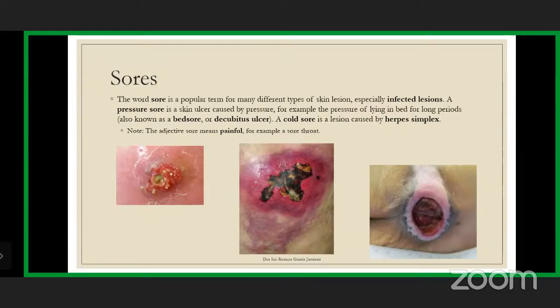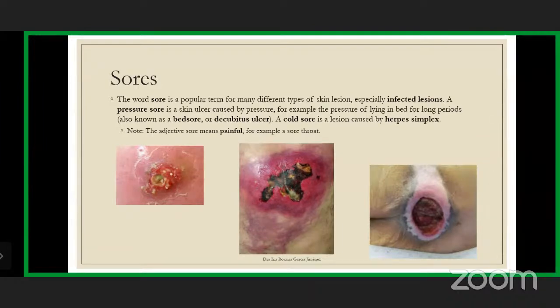Note, the adjective sore means painful. For example, a sore throat. Sore is similar to pain, but when we talk about the skin, a sore is a lesion that of course is painful. That's why we use this word. It's a very common way of talking about it between patients, as I was telling you at the beginning. And don't forget the synonyms. For example, bed sore, the decubitus ulcer, or a pressure sore. In that way, we take it into account.